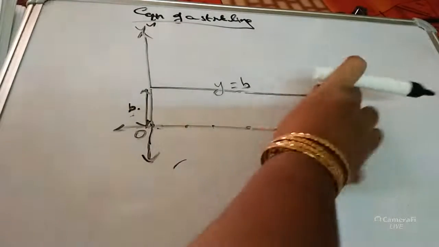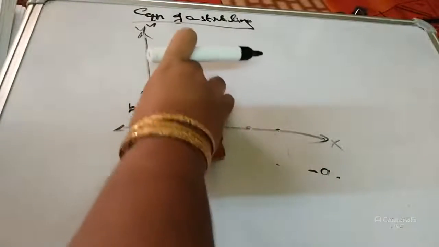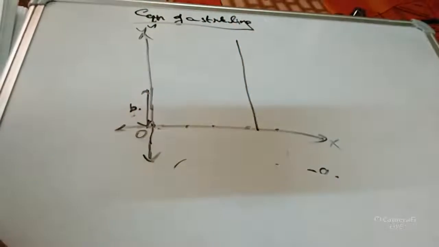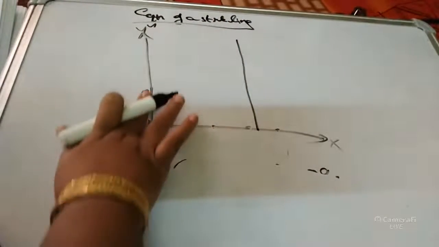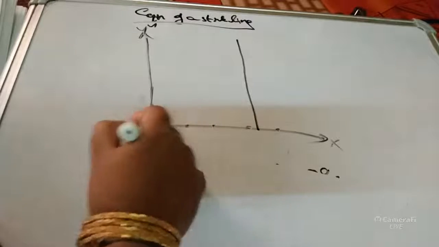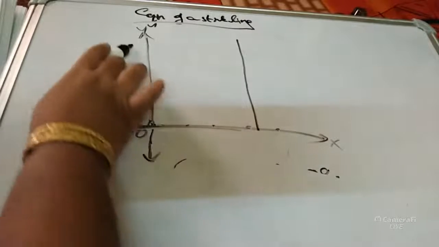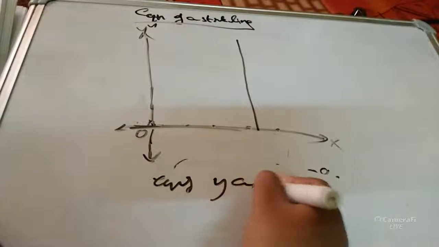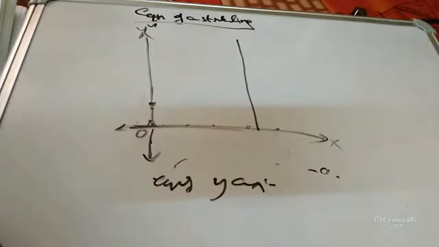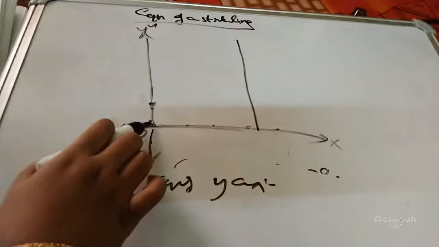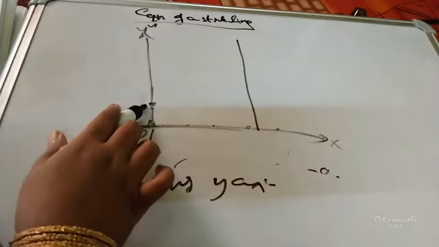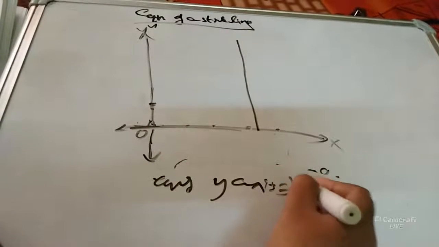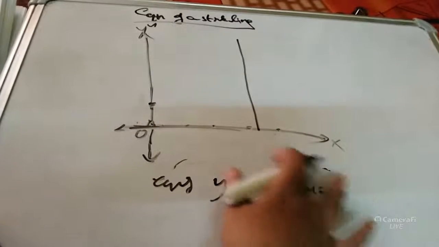Similarly, if the line is parallel to the y-axis, then what will be its equation? First of all we need to know the equation of the y-axis. What is the equation of the y-axis? Any point we take on the y-axis will only have a y-intercept and no x-intercept. So the equation of the y-axis can be written as x is equal to 0.